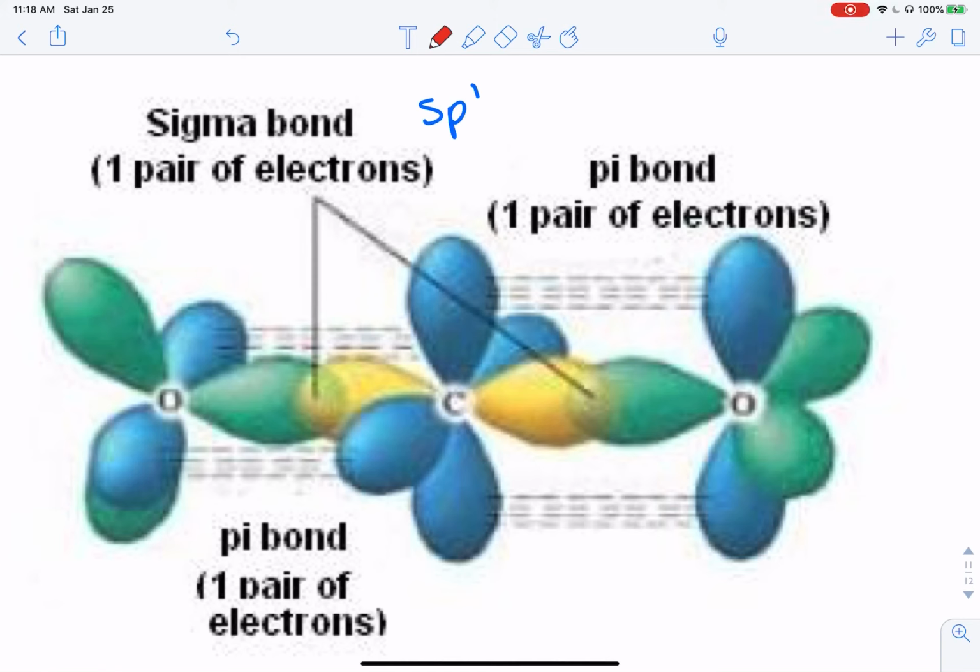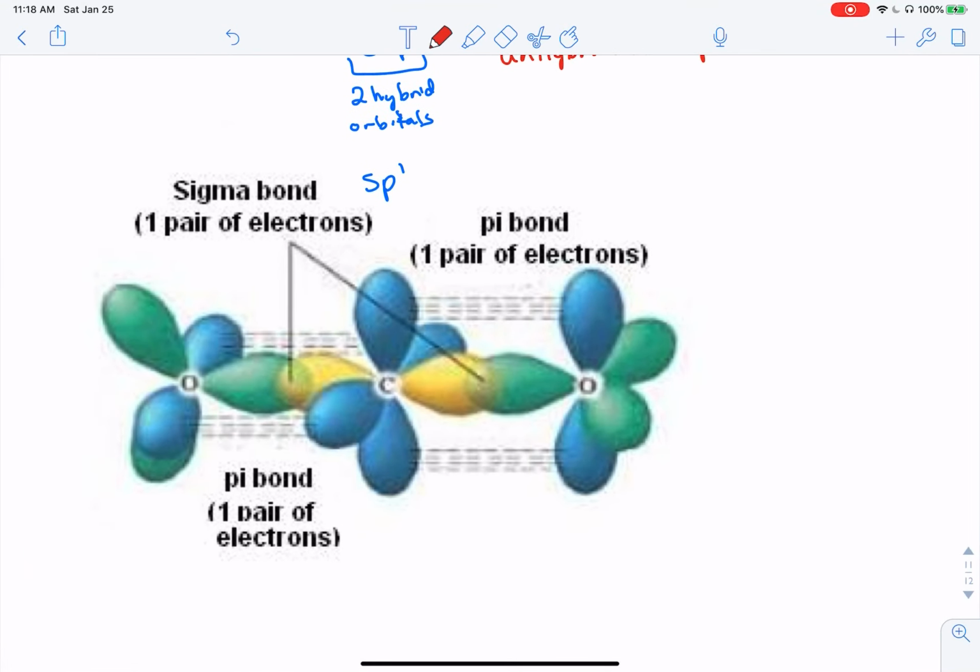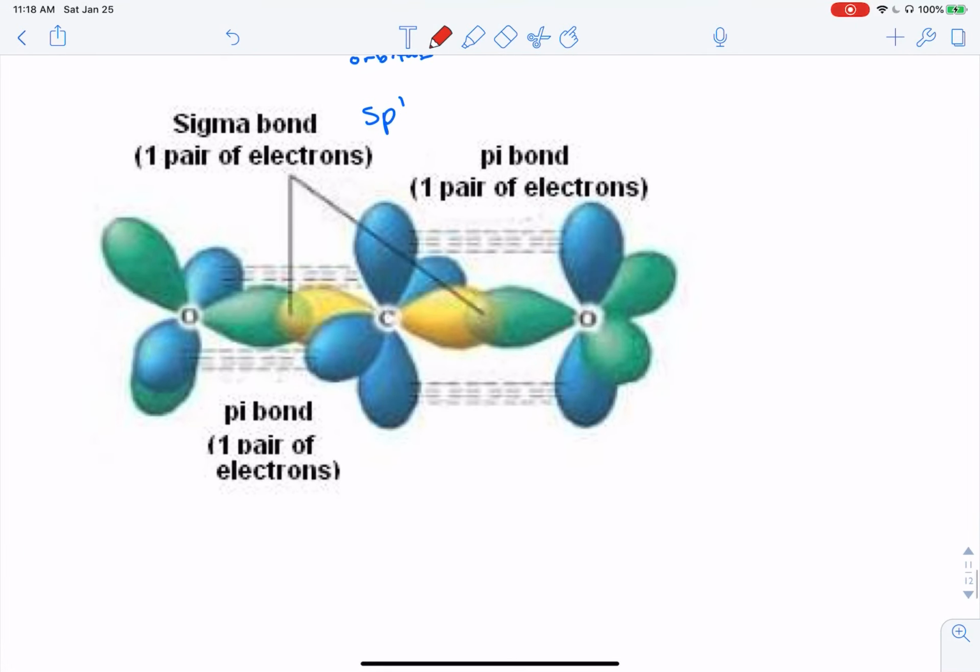So what you need to remember is this: sigma bonds and lone pairs form hybrid orbitals so that they are prepared to bond. But pi bonding happens with unhybridized p orbitals, so they don't count toward your hybridization. So carbon in the CO2 is sp because it has two hybrid orbitals and no lone pair. No, two sigma bonds and no lone pairs. Okay.